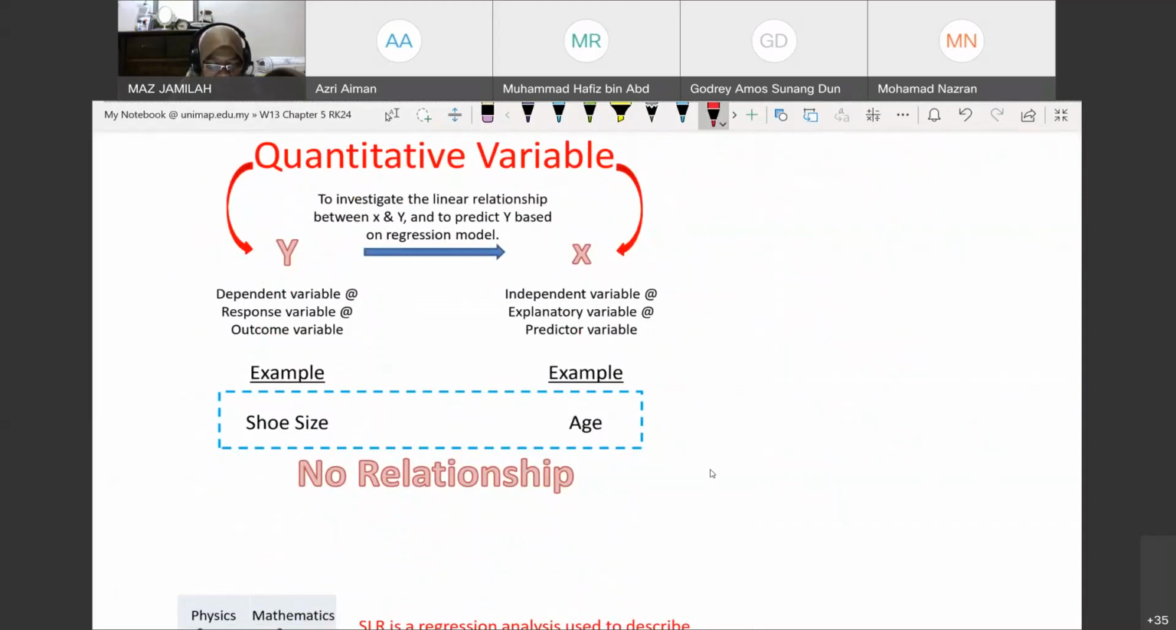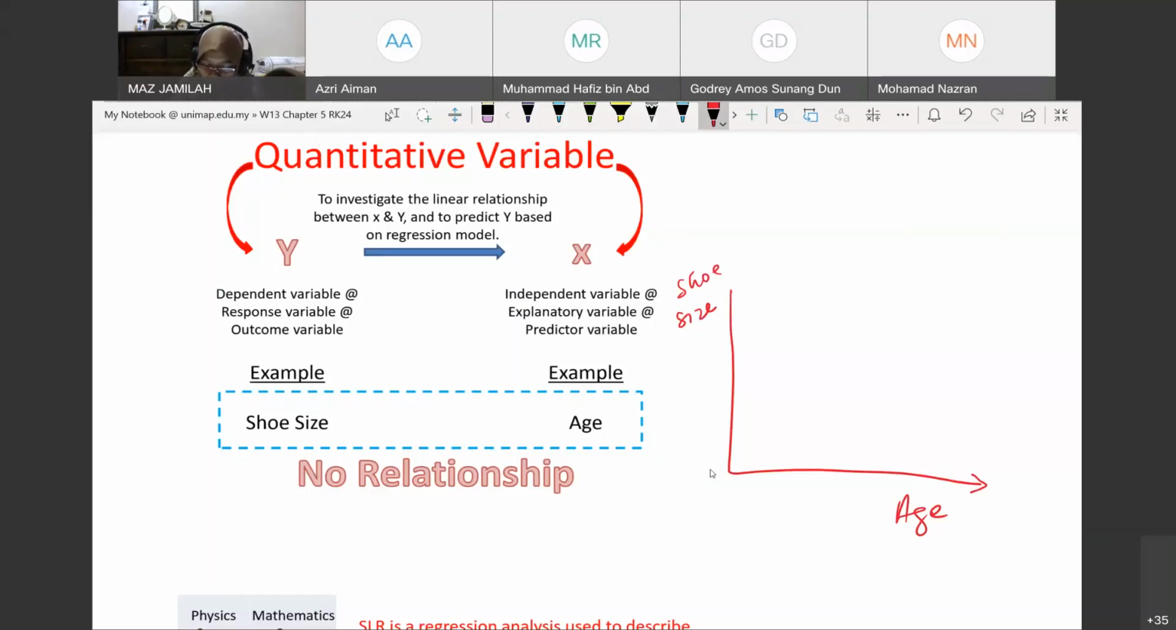Because the shoe size depends on height or maybe on the weight of a person. So in this case, we cannot really tell. When there is no relationship between your age, for example, and your shoe size, most probably we cannot tell.